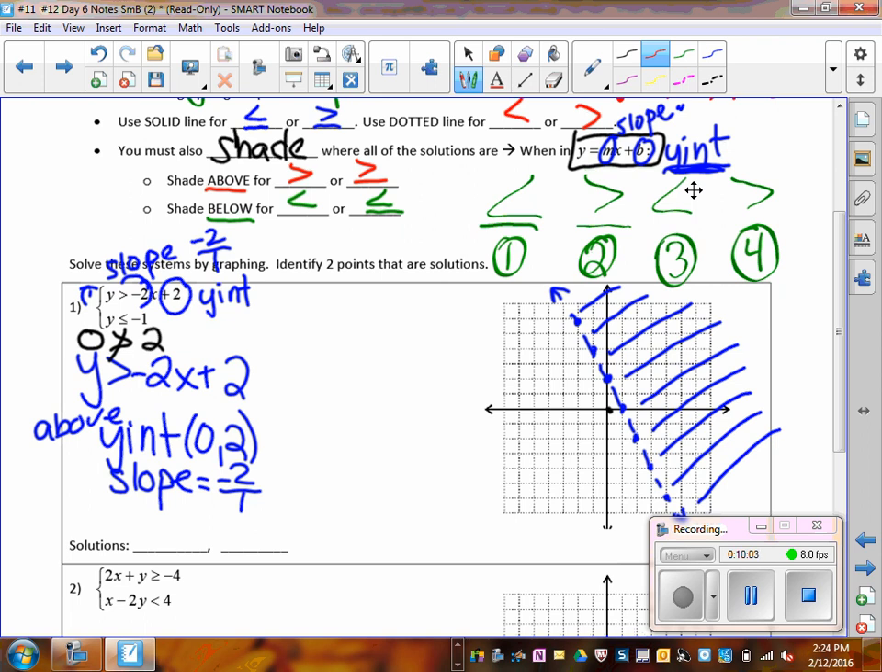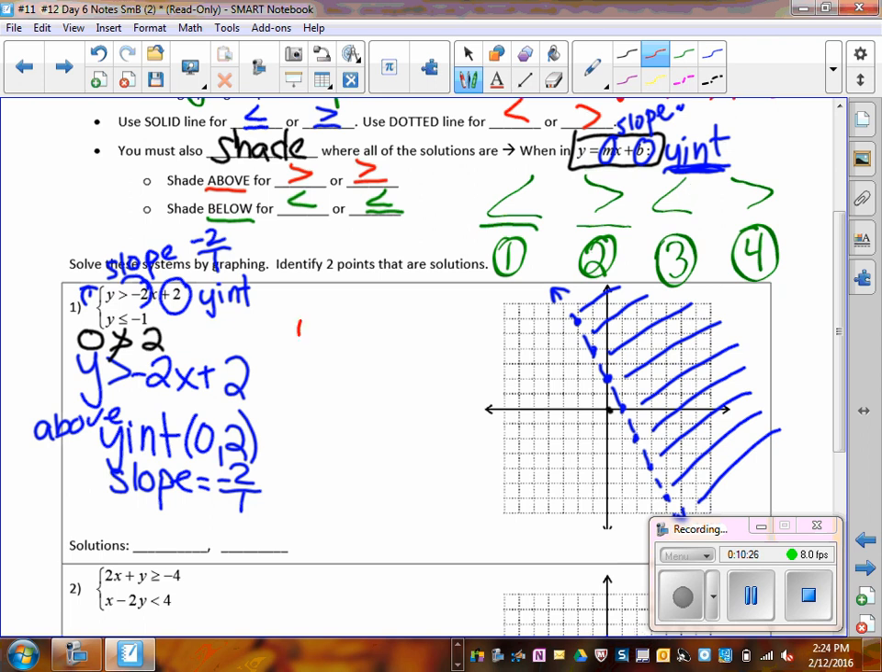Alright, our next line. Because it's just a constant, or we have just something. All right. Our next equation, our next inequality.